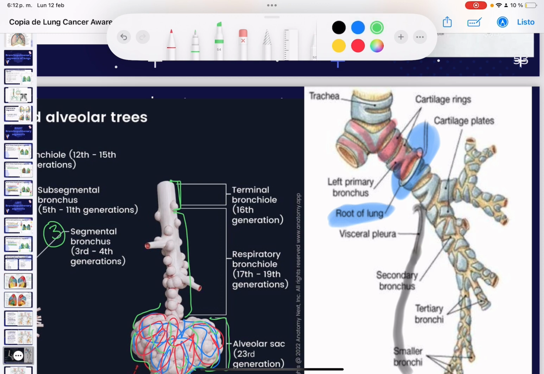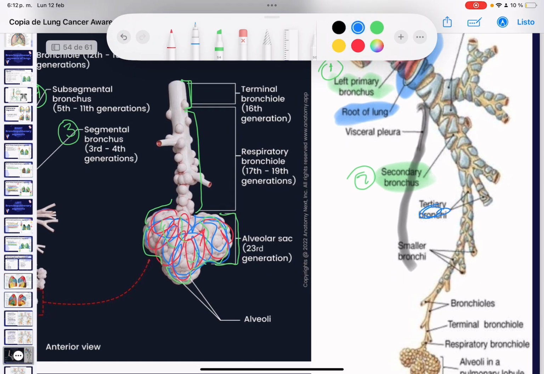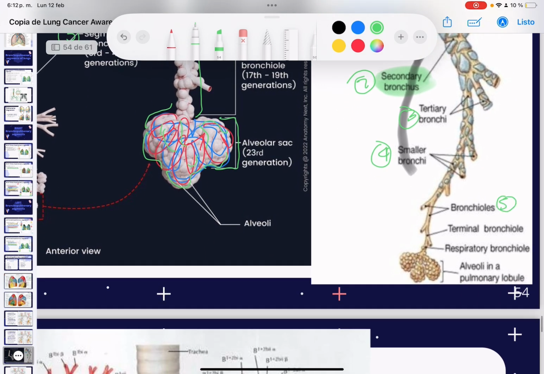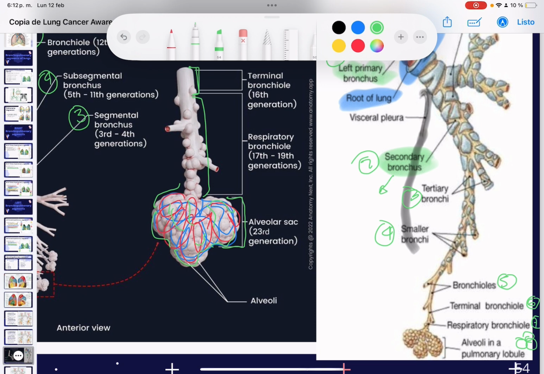So primary bronchus first, then secondary bronchus, tertiary bronchus, smaller bronchi, bronchioles, terminal and respiratory, and then alveoli. Secondary bronchus also can be named as lobar.